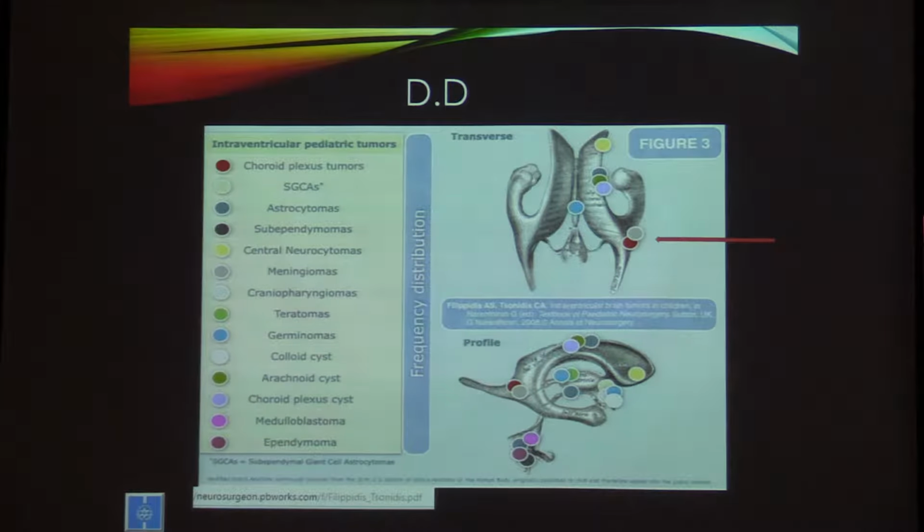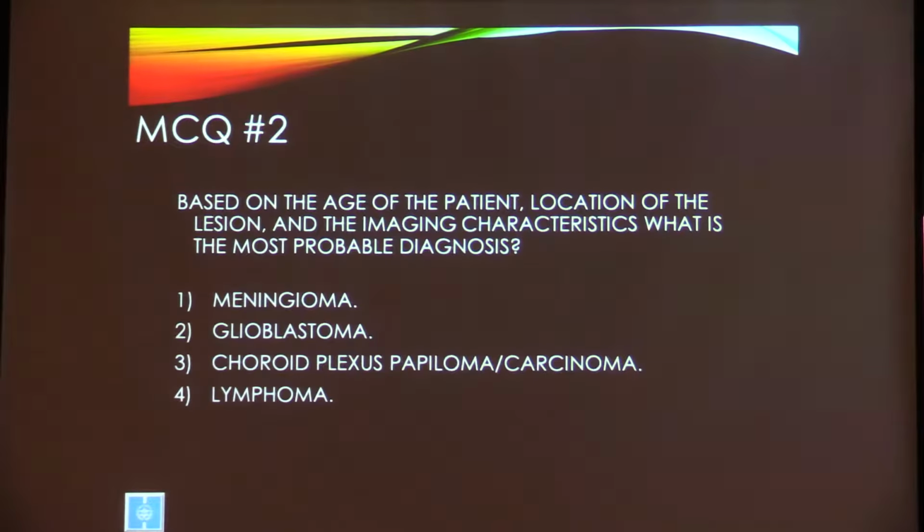This is a visual representation of the lesions in relation to their most common locations. As you can see, in our location, the meningioma and choroid plexus papilloma and carcinoma are the most common ones, and in our age group, it's carcinoma or papilloma. So the second question: based on the age of the patient, location of the lesion, and the imaging characteristics, what is the most probable diagnosis? 1, meningioma; 2, glioblastoma; 3, choroid plexus papilloma or carcinoma; and 4, lymphoma.